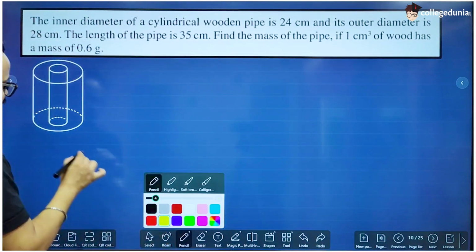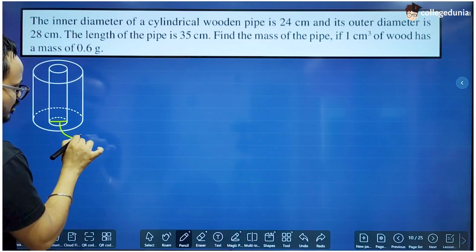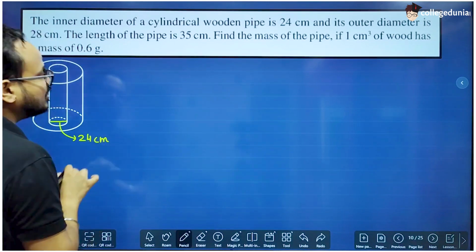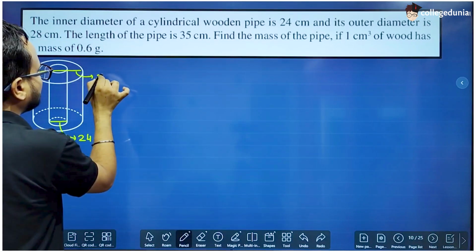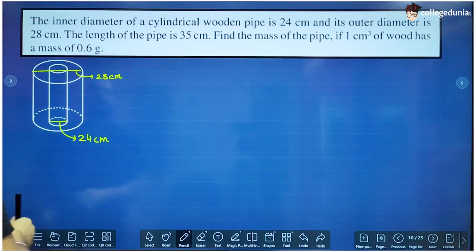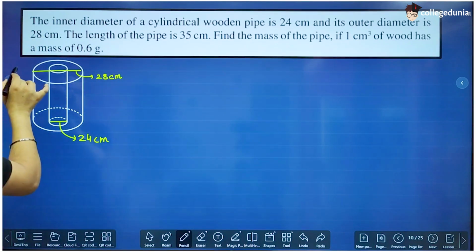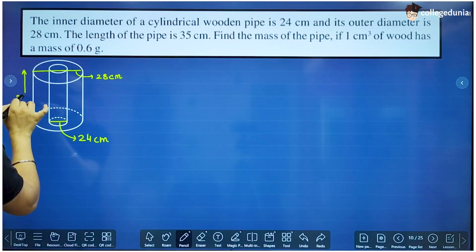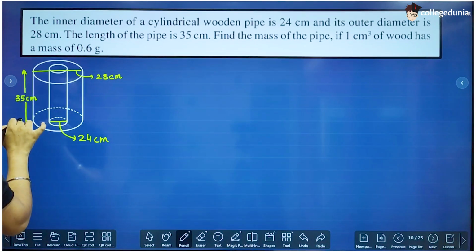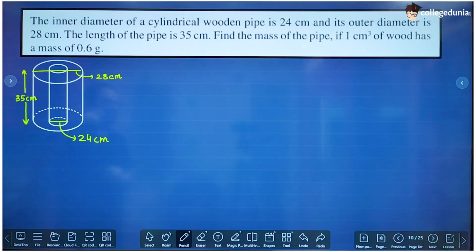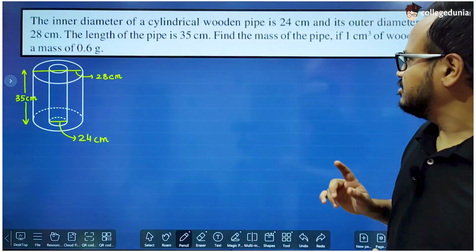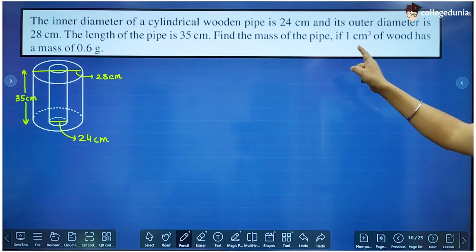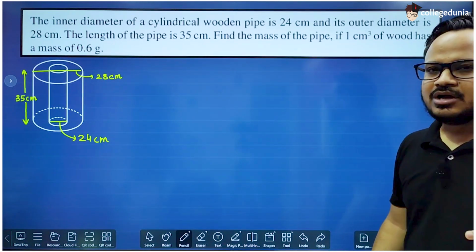Inner diameter, this is what? 24 centimeter, and the outer diameter is 28. Outer diameter is 28 centimeter. The length of the pipe is 35 centimeter. Find the mass of the pipe if 1 centimeter cube of wood has a mass of this. This is a wooden pipe. So we have to find the total mass, and it is given that the mass of 1 centimeter cube of wood is 0.6 gram.